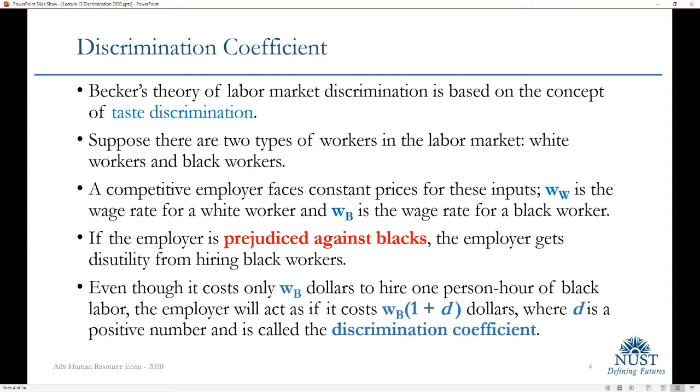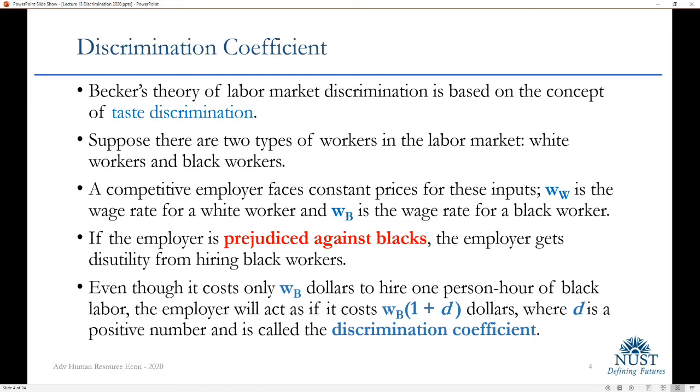Becker's theory of labor market discrimination is based on the concept of taste discrimination. Suppose that there are two types of workers in the labor market, white workers and black workers. A competitive employer faces constant prices of these inputs. WW is the wage rate for the white worker, and WB is the wage rate for the black worker. If the employer is prejudiced against blacks, the employer gets disutility from hiring black workers. So even though it costs only WB dollars to hire one person-hour of a black employee, the employer will act as if it cost WB multiplied by (1 + D) dollars, where D is a positive number and is called the discrimination coefficient.